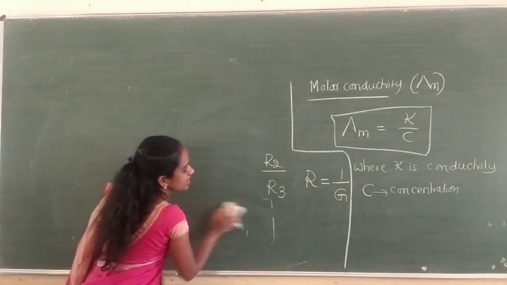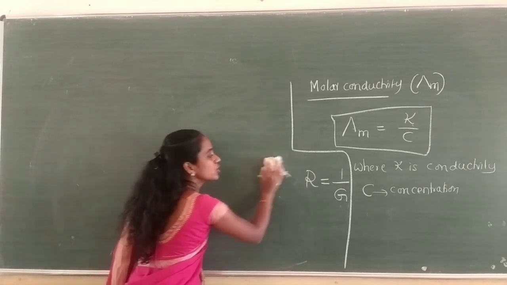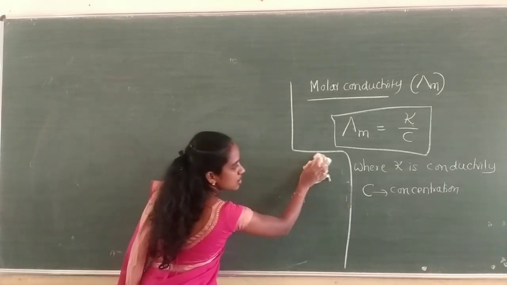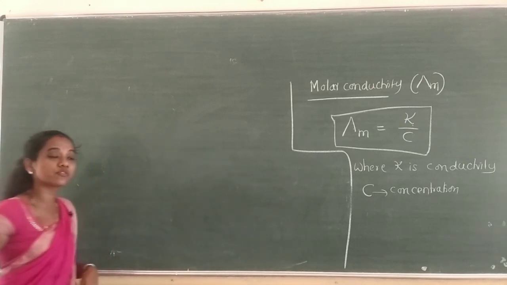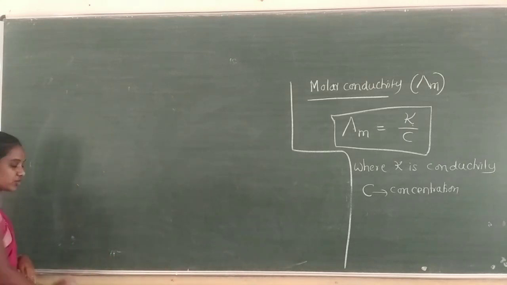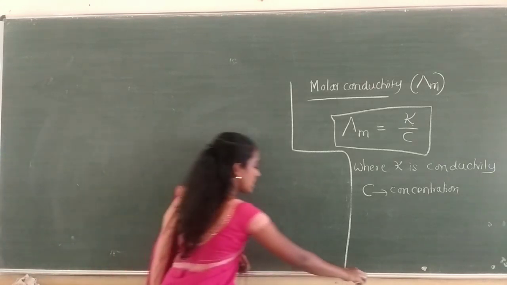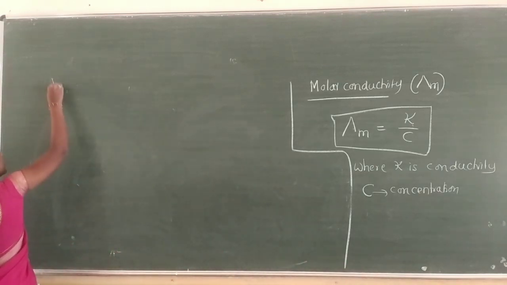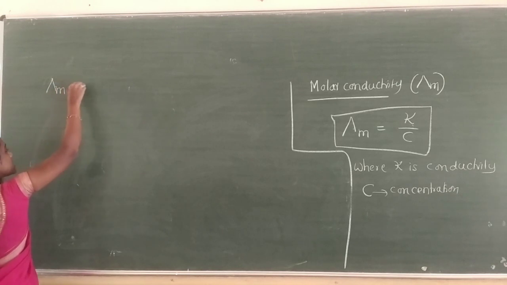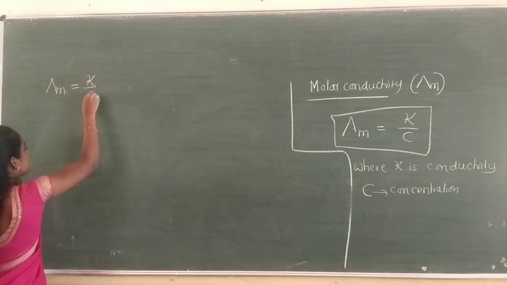What is molar conductivity? It is the conductivity due to all the ions produced from 1 mole of electrolyte. Now let us calculate the unit of molar conductivity. So we have molar conductivity is equal to K by C.